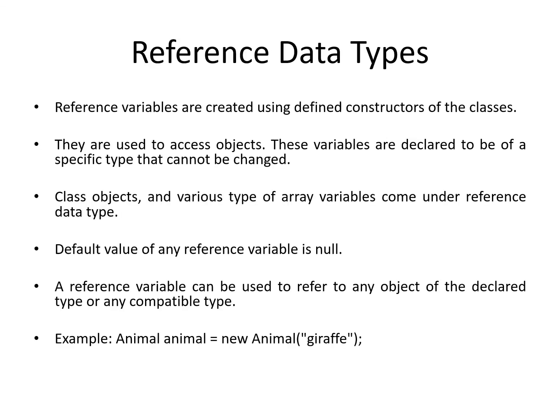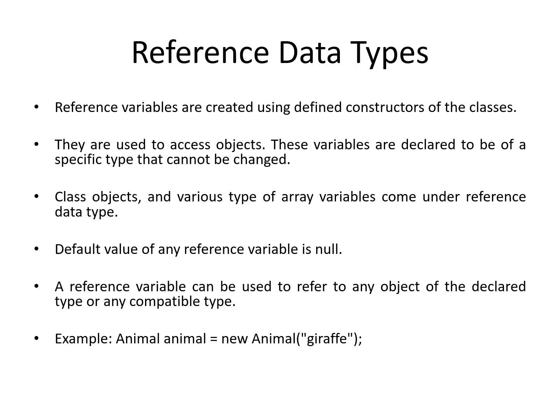Reference data types. Reference data types are different from primitive data types. Reference variables are created using defined constructors of the classes. They are used to access objects. These variables are declared to be of a specific type that cannot be changed. Class objects and various types of array elements come under reference data type. Default value of any reference variable is null.